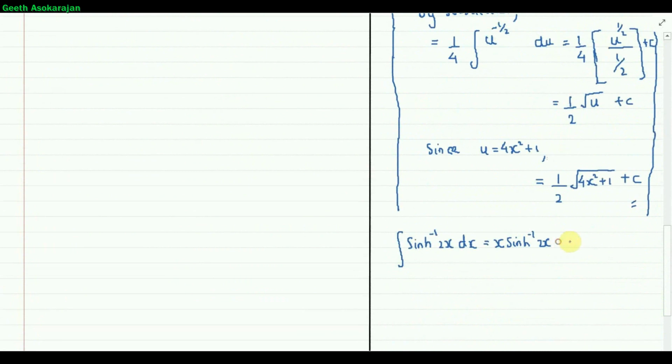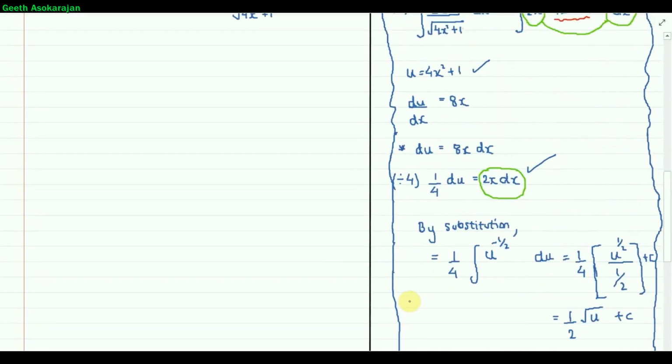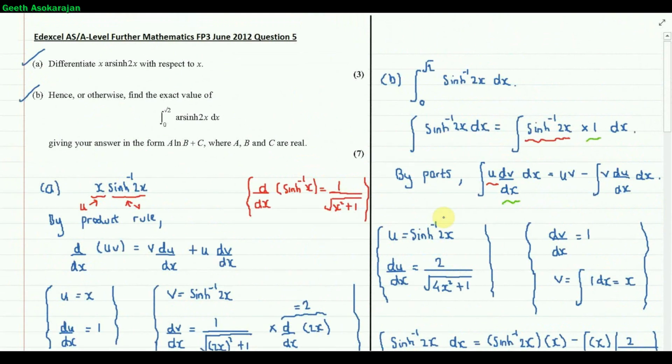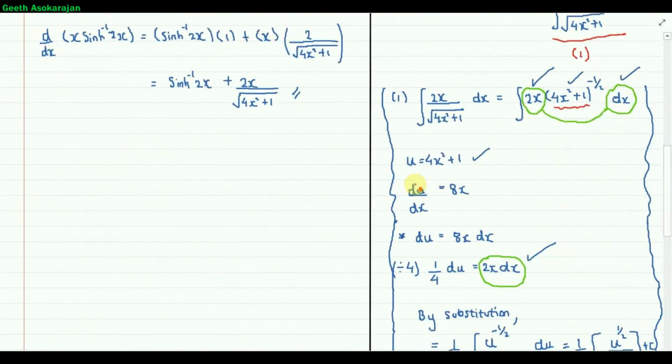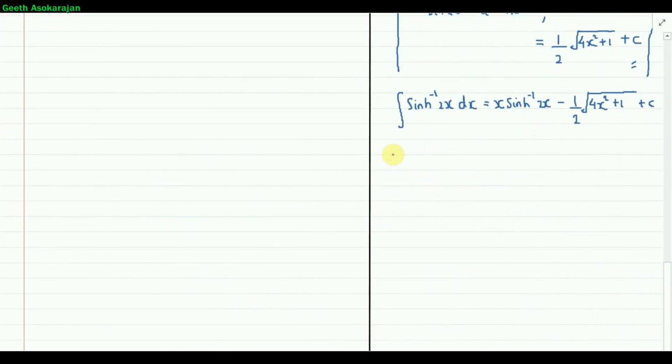So minus, and the answer of 1 is a half into the square root of 4x squared plus 1. Okay, and plus c just for completeness. So let me make it clearer. So plus c. So this is the answer to the integral without limits. However, our integral has limits 0 and root 2. Okay, so let's include these limits, the limits of 0 and square root of 2.